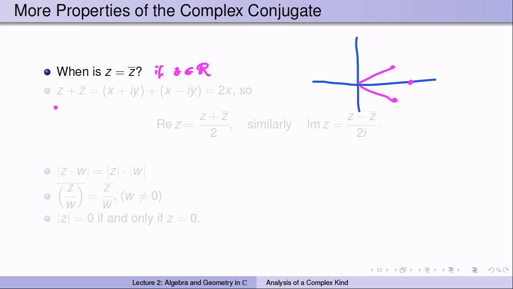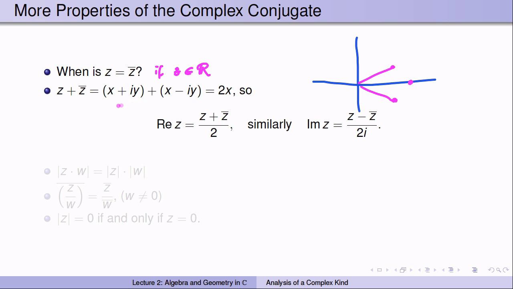Now here's another interesting thing to note. If you add a number and its complex conjugate, what you end up doing is x plus iy plus x minus iy. So you add the x and the x, you get 2x. And then you add the complex parts, the iy and the minus iy, they cancel each other out. So you get something real. In other words, if I divide this equation by 2, I get the x, which is the real part of z, is equal to z plus its conjugate over 2.